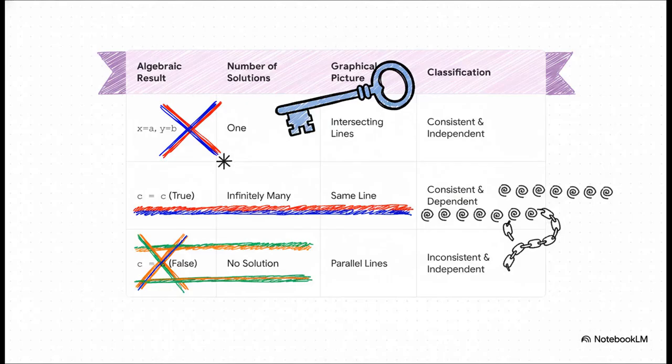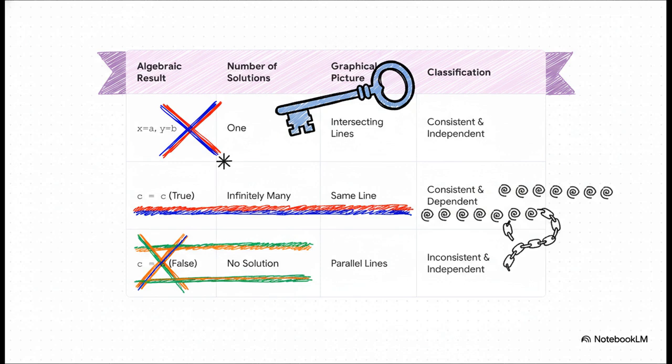This slide is the master key, the ultimate cheat sheet. It connects everything we've talked about. Let's look. Top row, you solve the system and you get a normal answer, like x equals some number, y equals some number. That's your one solution, your intersecting lines. We call it consistent and independent.